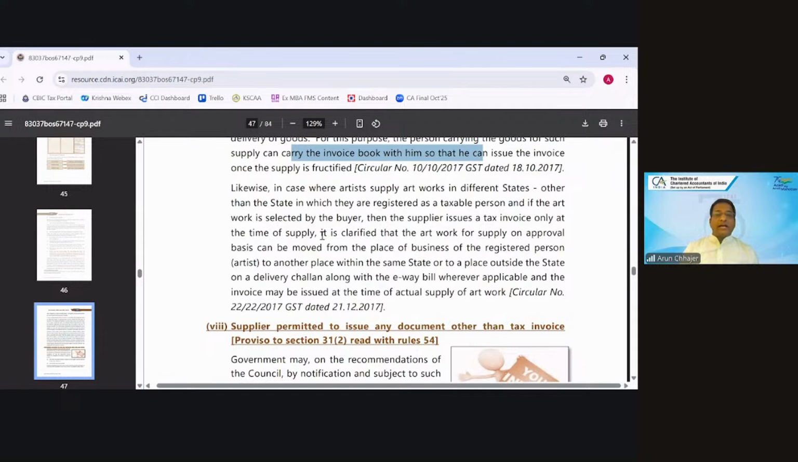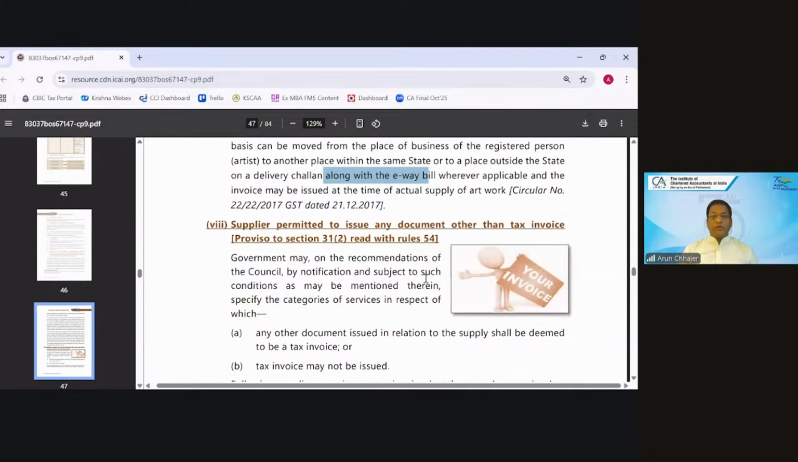Likewise, in case the artist supplies artwork in a different state other than the state in which they are registered, and if the artwork is selected by the buyer, then the supplier will issue the tax invoice at the time of supply. It is clarified that artwork can be moved from the place of business to another place within the state or outside the state, along with an e-way bill if applicable. That is being clarified by Circular 22.